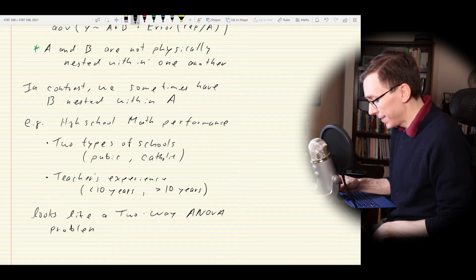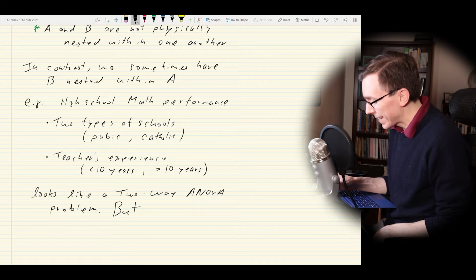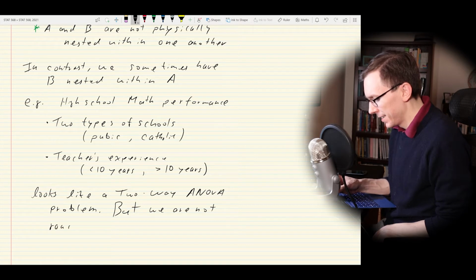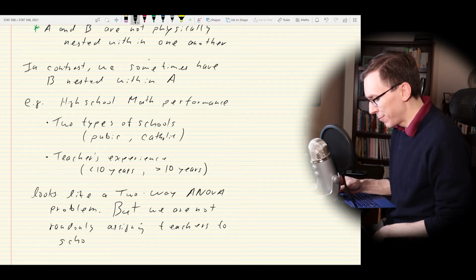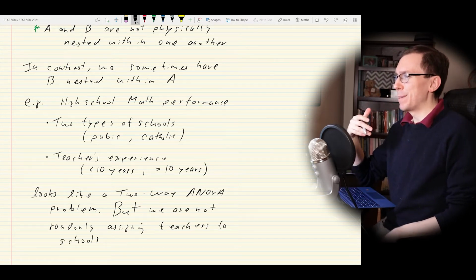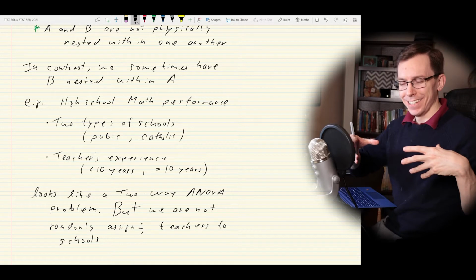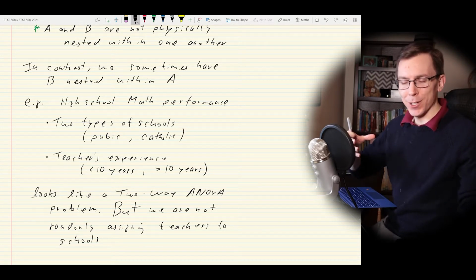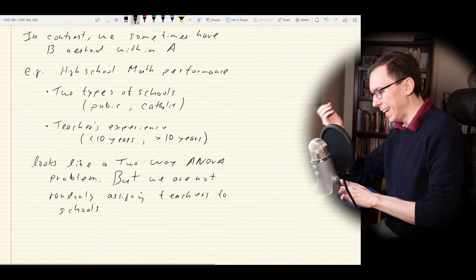But there is a difference, the big but is that we are not randomly assigning teachers to schools. They're already there, right? If we were to do this as a proper two-way ANOVA, what we would really be doing is randomly assigning students to schools and then also randomly assigning teachers to those schools, right? To make sure that everything is fully randomized, but that's not the case.